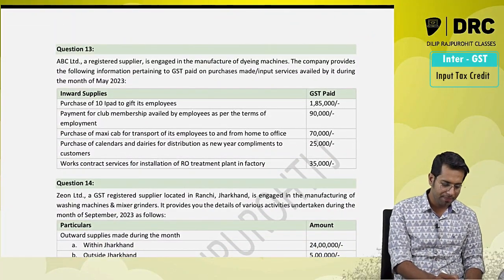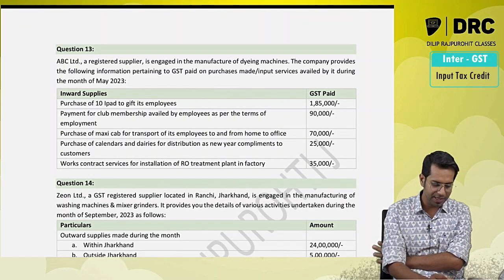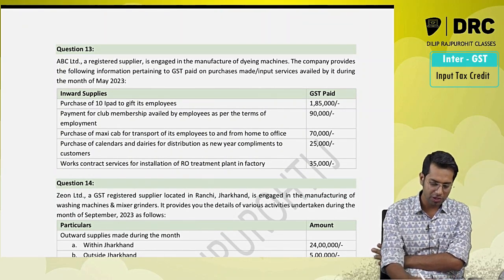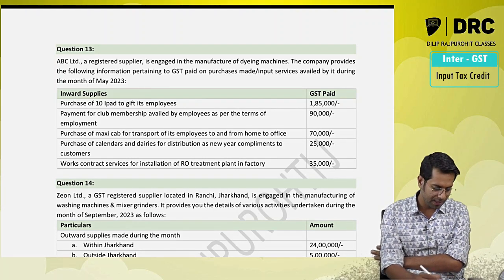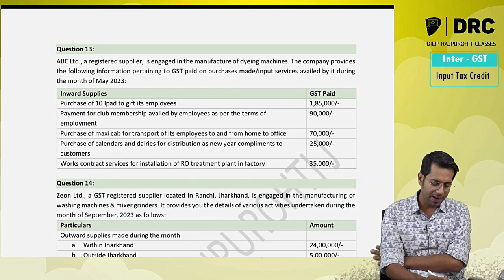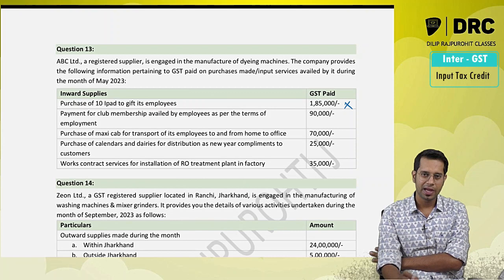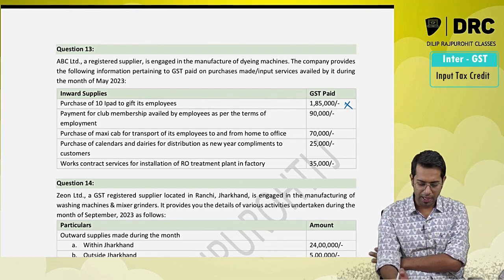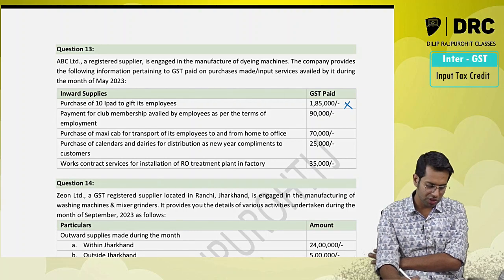Okay, one more question. Is ABC Limited registered? Supplier is engaged in manufacture of dyeing machines. The company provides the following information pertaining to GST paid. Purchased 10 iPads to gift it to its employees. ITC cannot be taken because you are gifting. ITC cannot be taken on goods which are provided as free samples or gifts, or which are lost, destroyed.